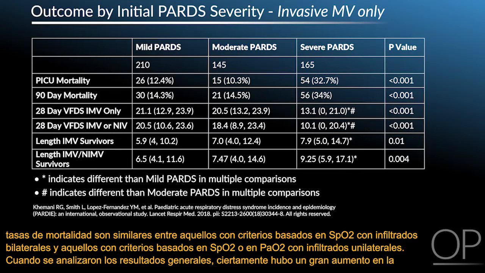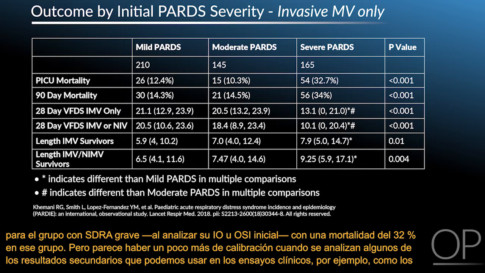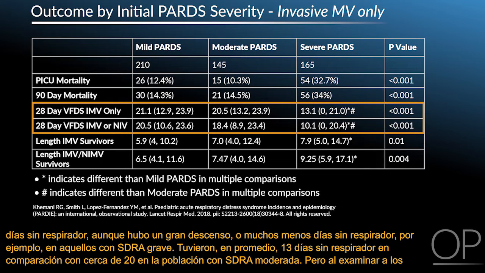When looking at overall outcomes, there was certainly this large step up in mortality for the severe ARDS group when looking at their initial OI or OSI, with 32% mortality in that group. But there appears to be slightly more calibration when looking at some of the secondary outcomes that we may use in clinical trials, for example, like ventilator-free days, although there was a large step down, or a lot fewer ventilator-free days, for example, in those with severe ARDS. They had on average 13 ventilator-free days compared to about 20 in the moderate ARDS population.